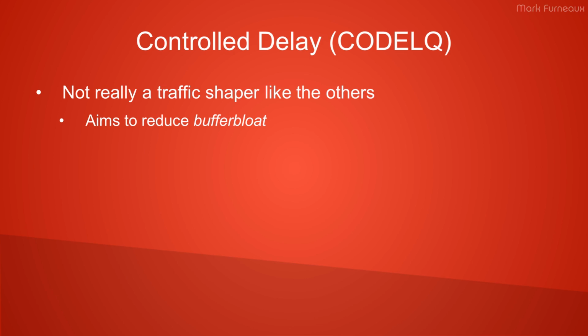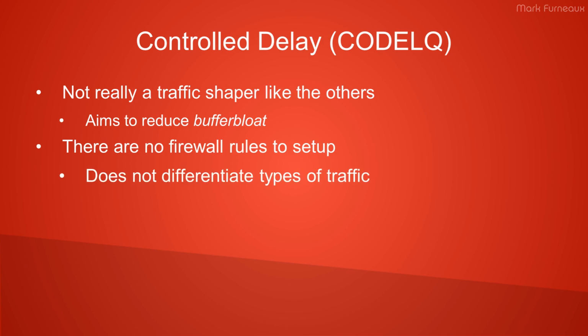It's the absolute simplest thing that you could possibly add to your network, because there are no firewall rules that you have to add to set this up at all. And as a result, it doesn't differentiate between types of traffic. In fact, it only has one option that you can set, and that is the available bandwidth on your link. So all you have to do to get it to work is tell it how much bandwidth your connection has. So if you've got a 50 megabit per second internet connection, you just tell it, I have a 50 megabit per second internet connection, and that's all you need to do.